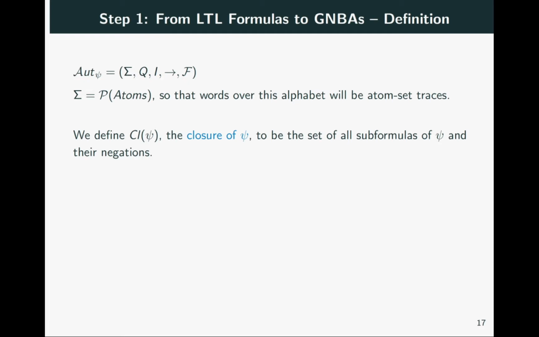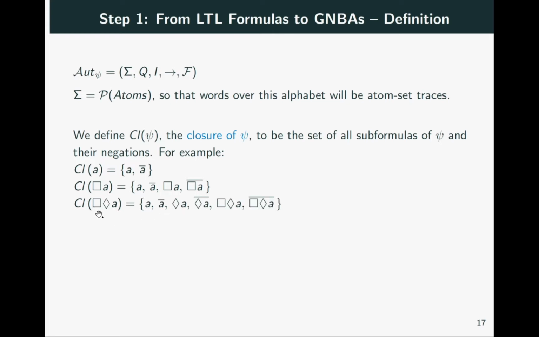To define the other components, we first define the closure of psi to be the set of all subformulas of psi and their negations. Here are some examples. The closure of an atom A consists of the atom A and its negation. The closure of always A consists of A, not A, always A, and not always A.